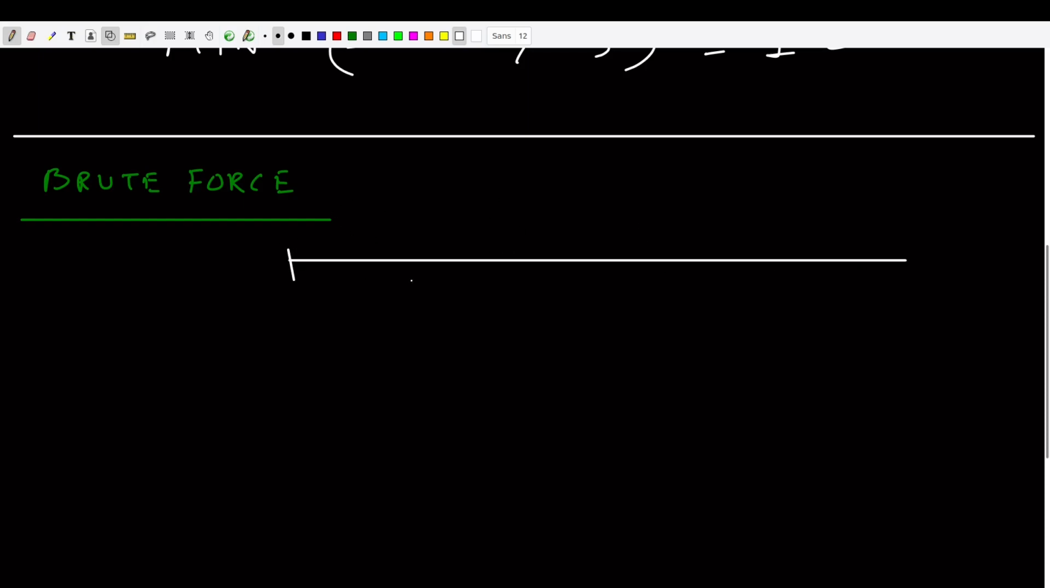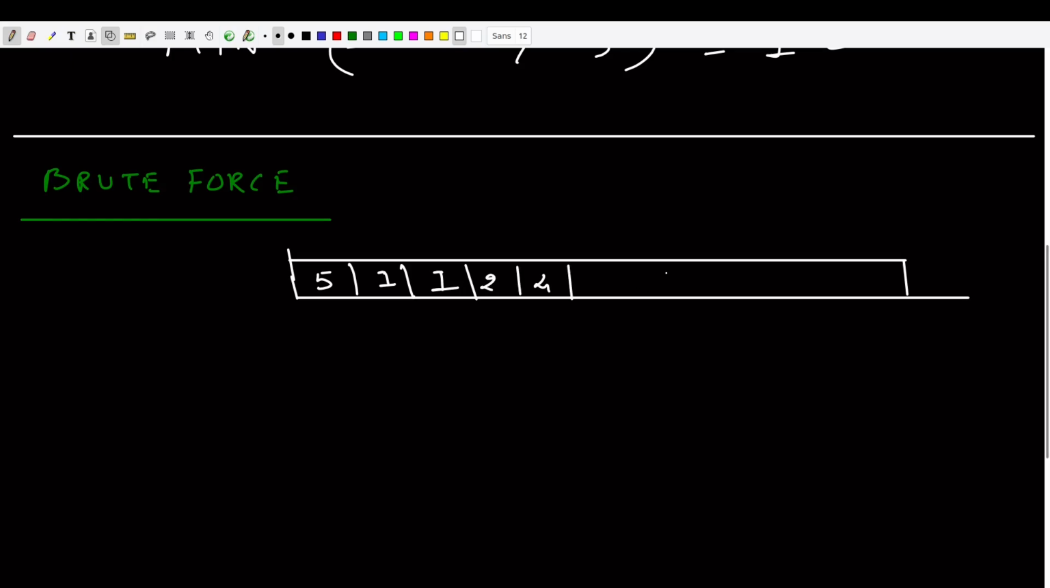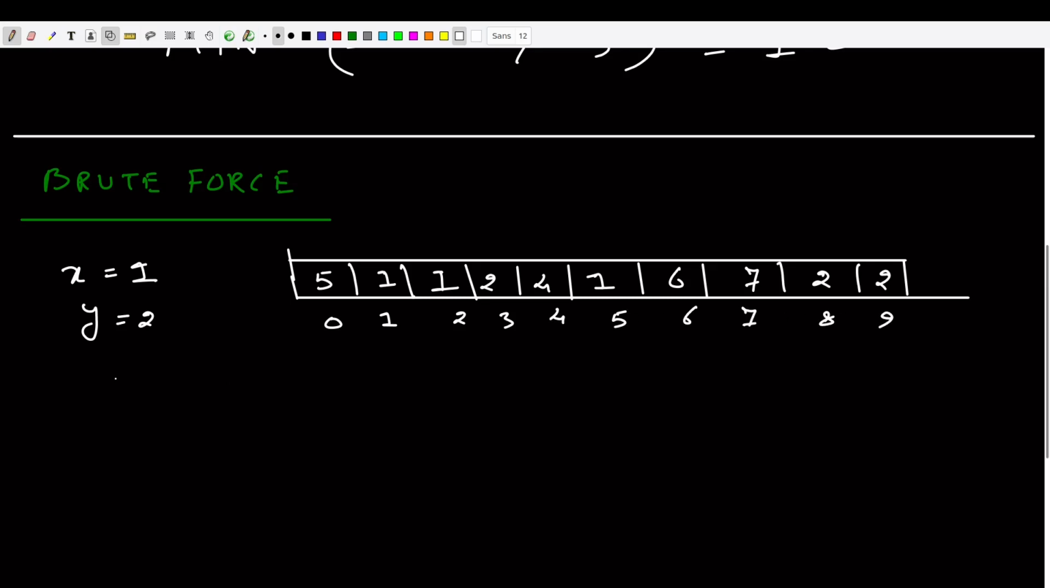So for this, let us take an example, and let's say that the array contains the elements 5, 1, 1, 2, 4, 1, 6, 7, 2 and 2, and let's say x is 1 and y is 2, right? And let me write down the indexes also: 0, 1, 2, 3, 4, 5, 6, 7, 8, 9. So the value of n is 10. The number of elements is 10 here.